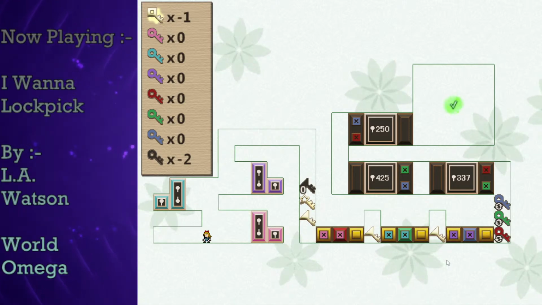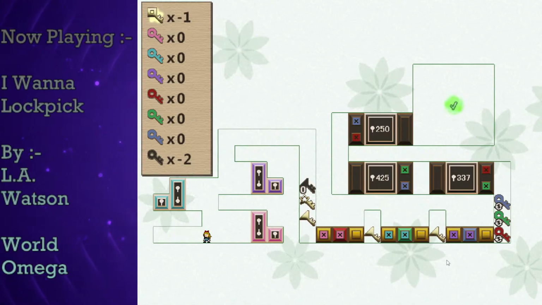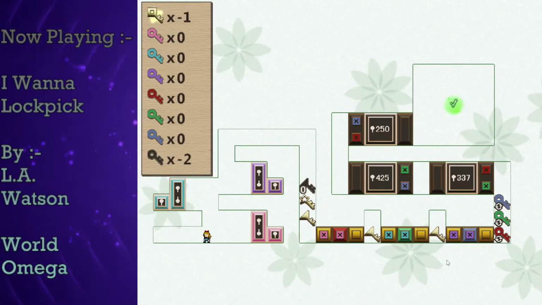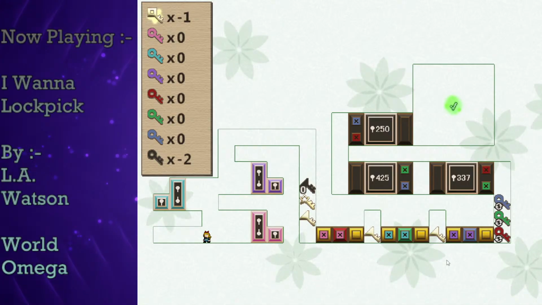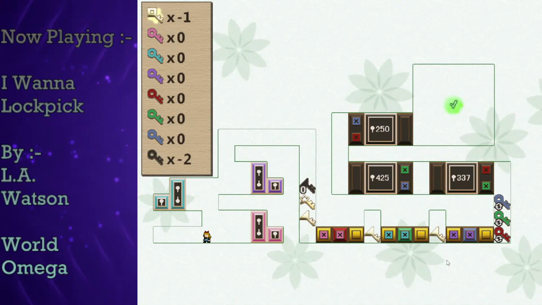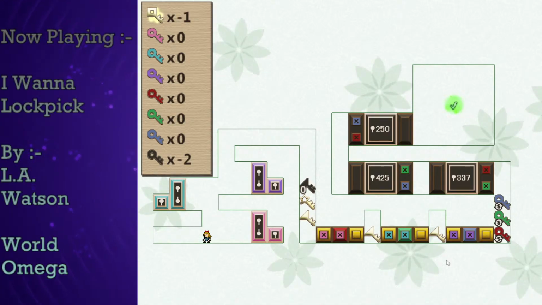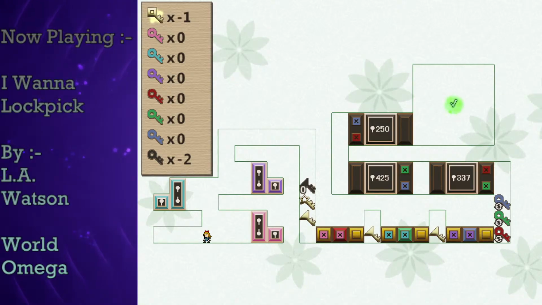Okay, so x plus y is equal to 337, y plus z is equal to 425, and z plus x is equal to 250. You can easily solve that. We can easily solve that. Just gonna need a pen and paper real quick, right?